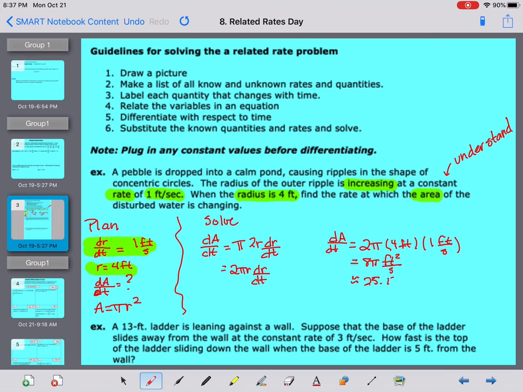25.1327. And we always go out 4 decimal places, and you don't have to round. If you want to round the 4th decimal place, go ahead. Okay, and then of course, feet squared per second. And that unit kind of makes sense because area is second degree, so our units should also be squared and be in the second degree.